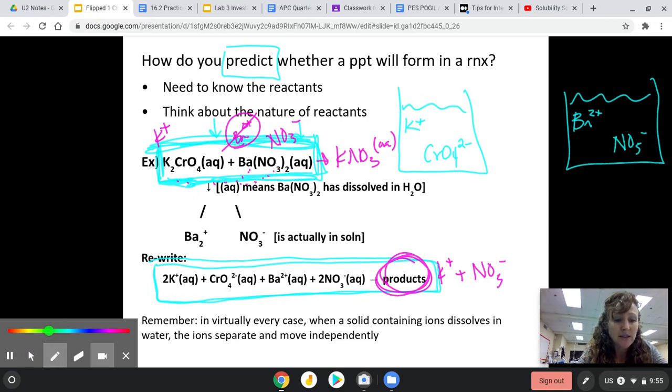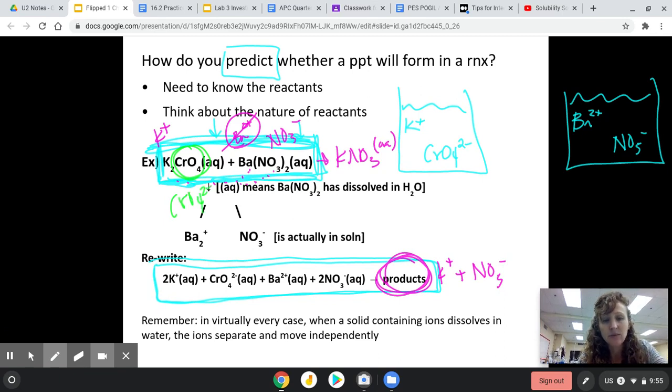Now, the other thing that could possibly form would be your chromate, your CrO4 2-. Your 2-, is it going to be attracted to your barium 2+ or to your NO3-? Now, a 2- is never going to be attracted to a minus, right? Negatives don't get attracted to other negatives. So the CrO4 2- is going to be attracted to the Ba2+. And so in your molecular form over here, you would get BaCrO4. I'm thinking about the charges, 2+ and 2-, and I'm balancing those in the subscripts.